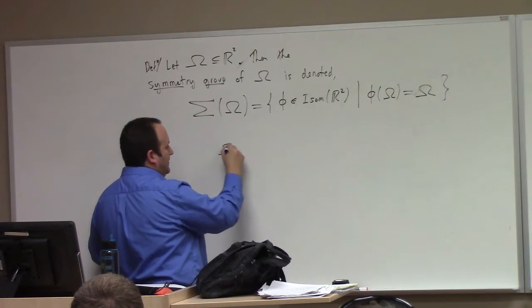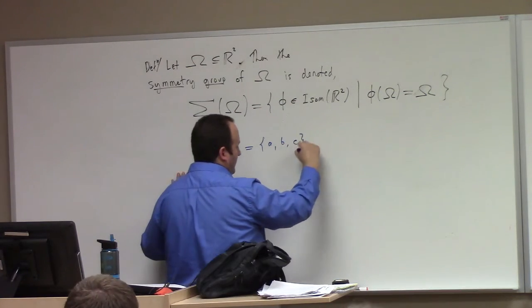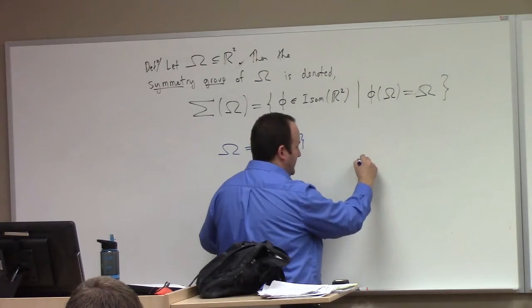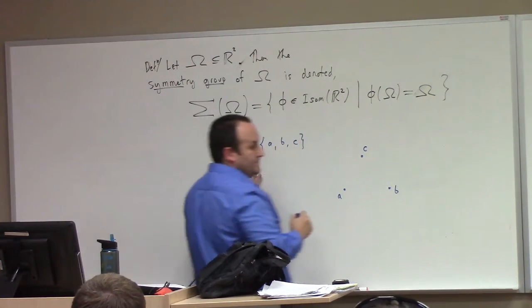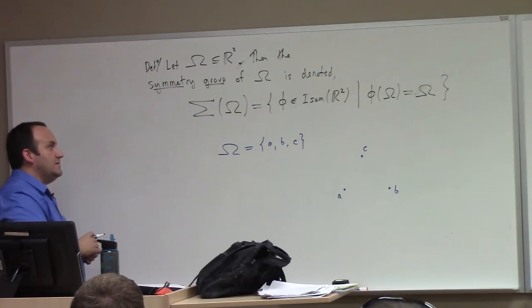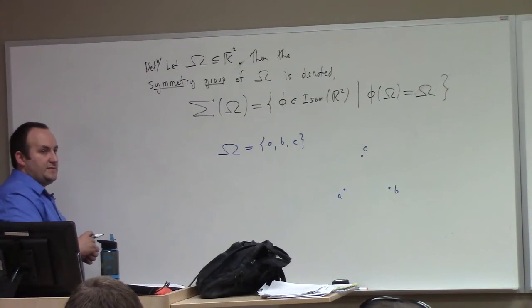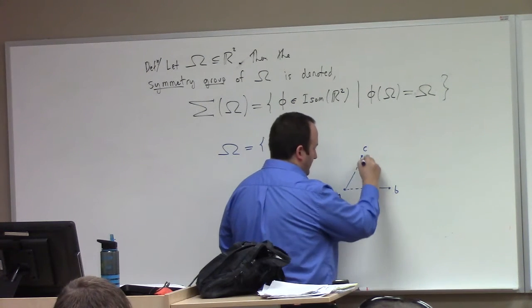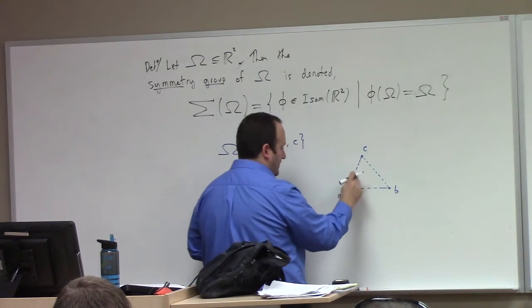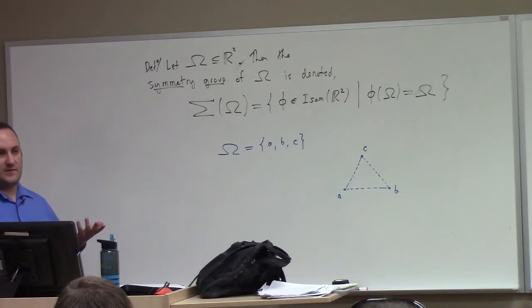So maybe Omega is just a set of 3 points, say A, B, C, and it could be like in the plane, these 3 points. So you could look at the set of isometries of the plane which fix these 3 points. So what would that amount to? What are isometries of the plane? You have some sense of this from that homework problem that you worked, right? You did it for R^n, I think.